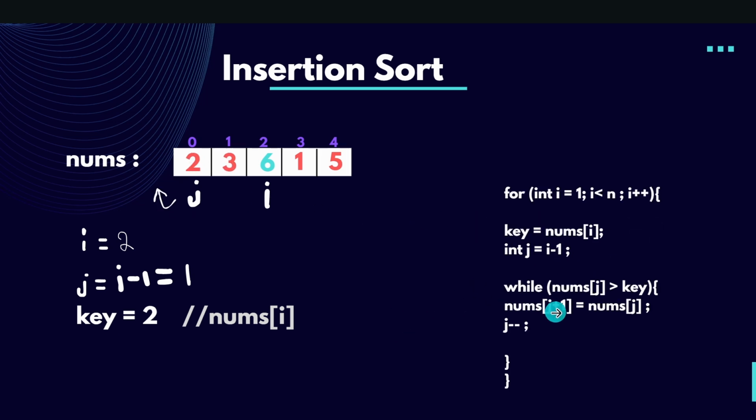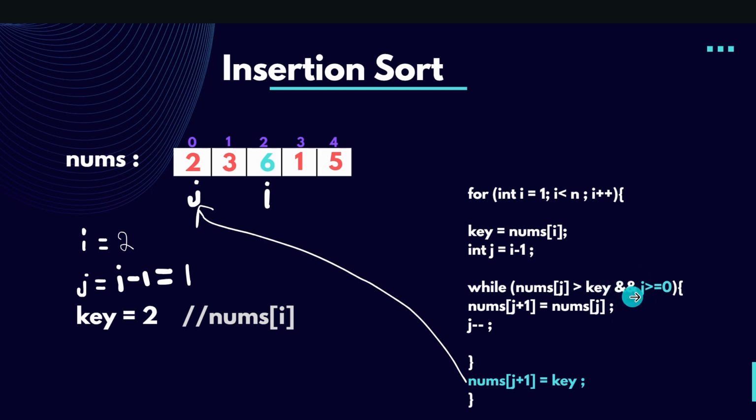Now what is meant by this code? After that you are going to do j minus minus. So j minus minus is nothing here. Now here comes j is equal to i minus 1. Whenever you see this statement, in this while you have to mention another condition.